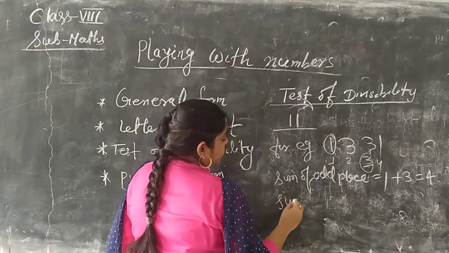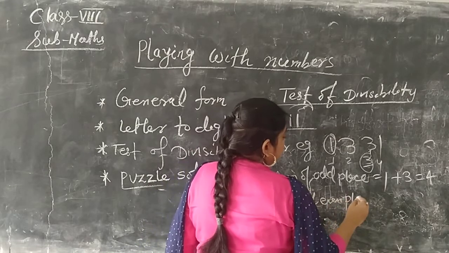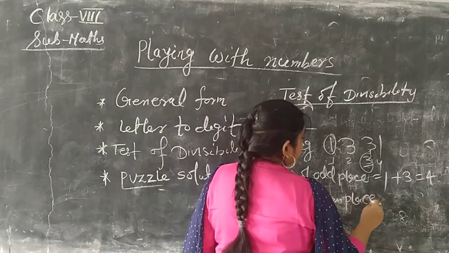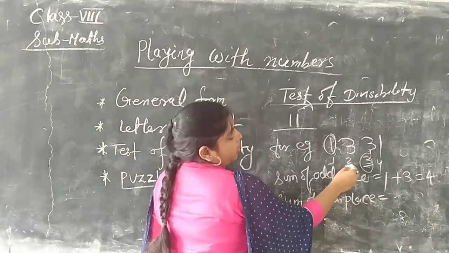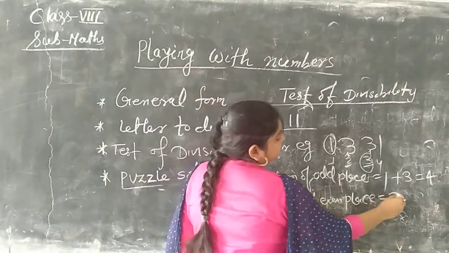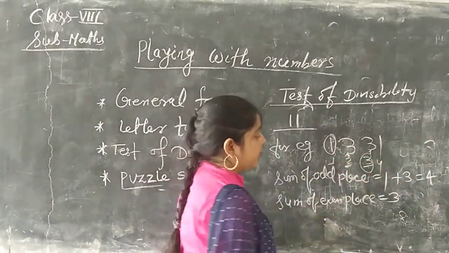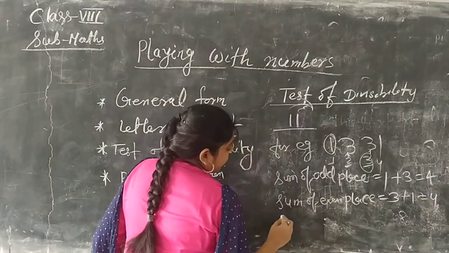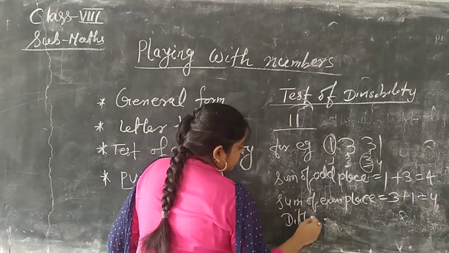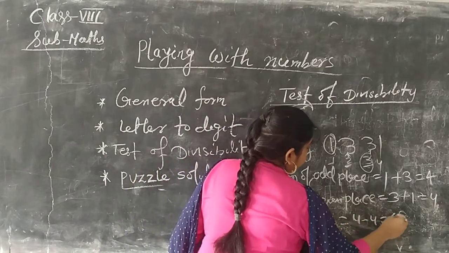Next is the sum of even places. 2 is an even place, and 3 is at that place. The 4th is an even place, with 1. So 3 plus 1 is also 4. So their difference is equal to 4 minus 4 is equal to 0.